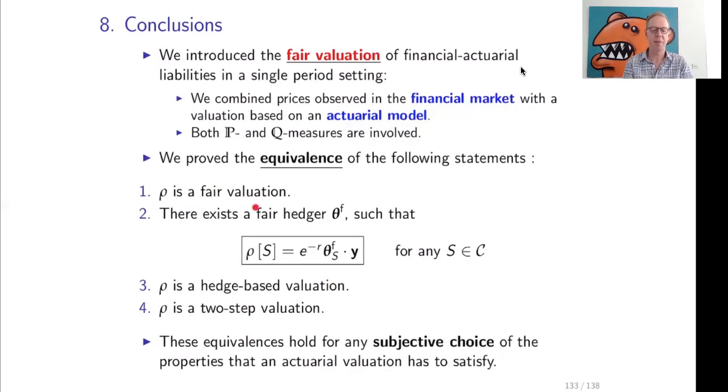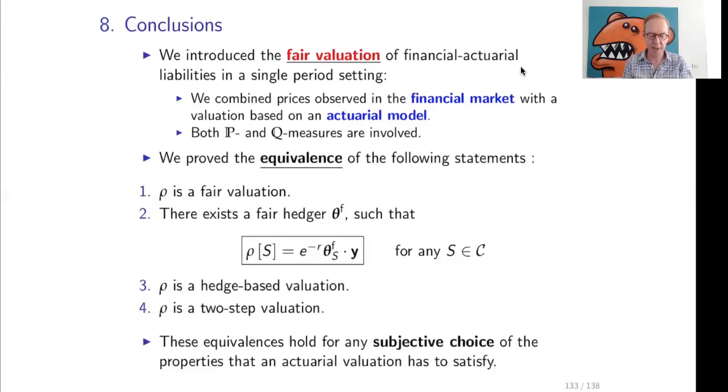Saying that rho is a fair valuation is in fact saying the same as rho of S is equal to the X discounted, the time zero value of a fair hedge of S. So any fair valuation is in fact nothing else than the time zero value of a fair hedge of S, which it gives as value rho S to any claim S. Rho is a fair valuation is also equivalent with saying that rho is a hedge-based valuation, and rho is a fair valuation is also equivalent with saying that rho is a two-step valuation. So all these statements are all equivalent.